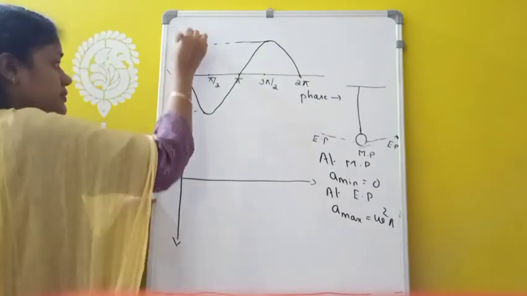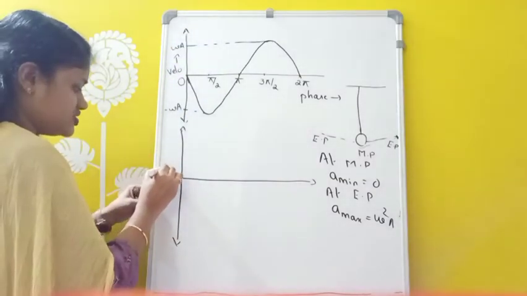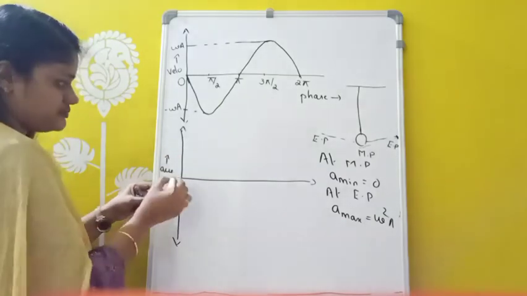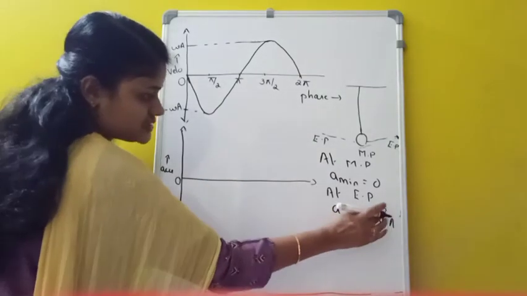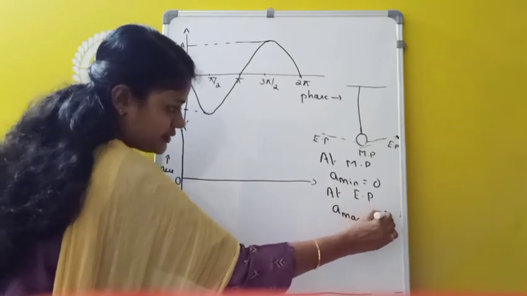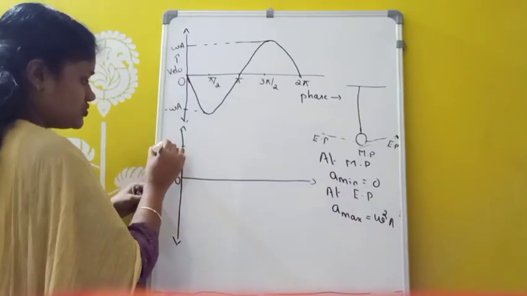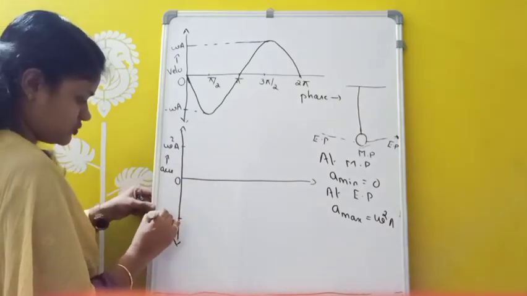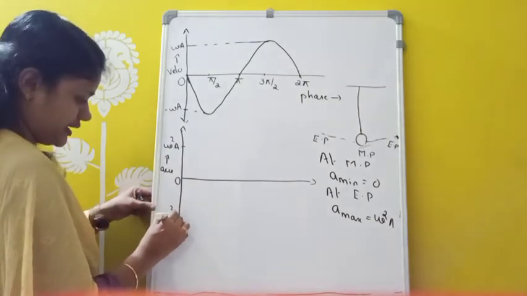So here, acceleration. So this is the mean position. Now the maximum value is given as how much? Omega square into A. So here omega square A. In the negative direction, the maximum is minus omega square into A.